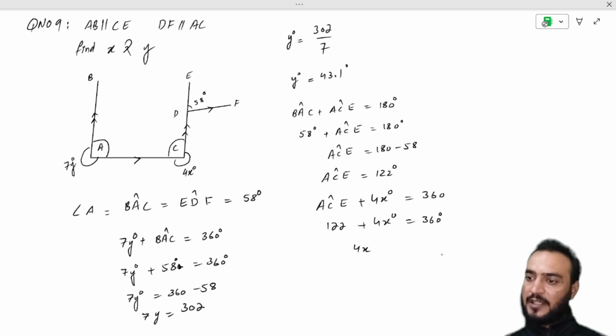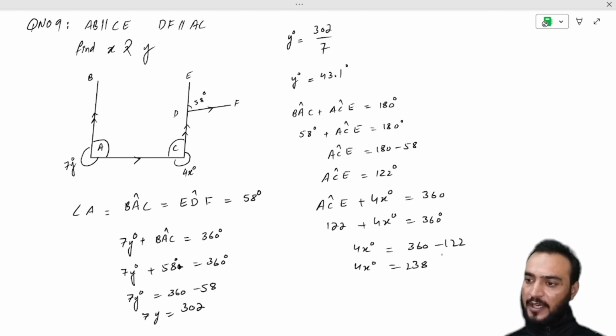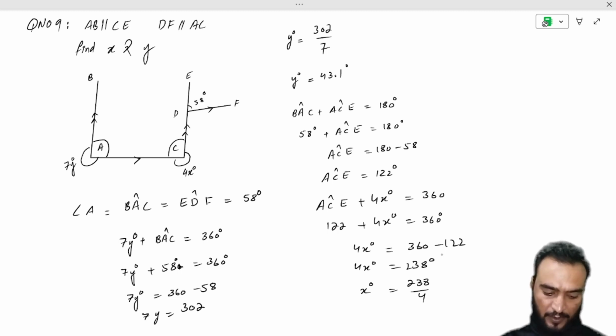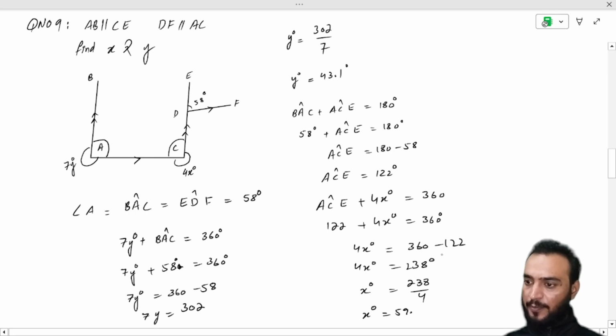So now 4x degrees as it is equals 360 minus 122. Now we subtract 122 from 360, and we get the answer 238. 4x degrees is equal to 238 degrees, and we divide it by 4. x degrees equals 238 divided by 4. If we divide 238 by 4, we get 119 over 2, or in decimal form 59.5. The value of x degrees is equal to 59.5. So this is question number 9.